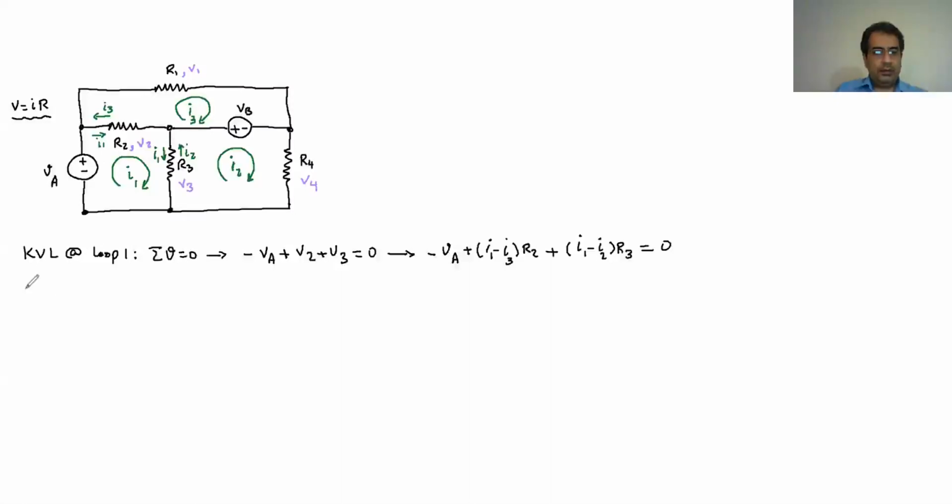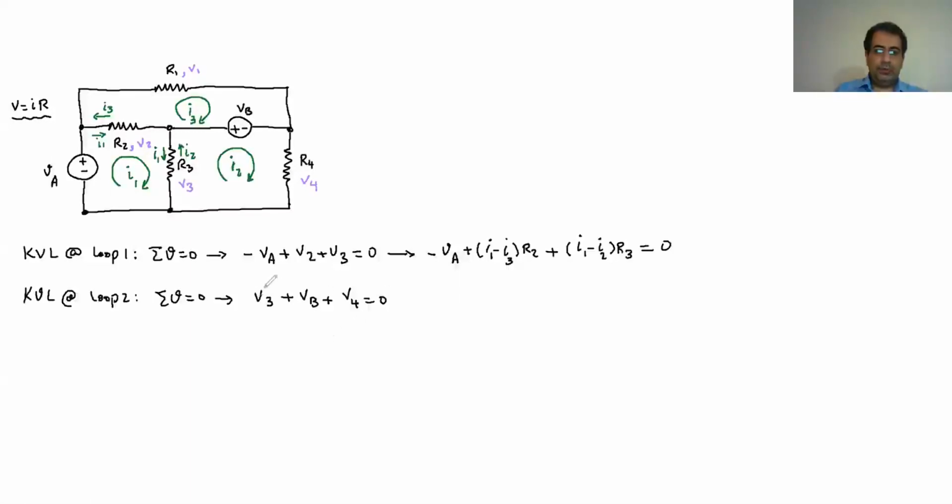Then I have to go and do the same thing for the second loop. So I run the KVL at loop 2. Again, it tells me the sigma V should be 0 at loop 2. In the second loop, I start from this point here and I'm going to rotate. If I go from here, I have V3. Then I come here, I hit the plus sign first, so it's going to be plus VB. And then I have plus V4 equals 0.